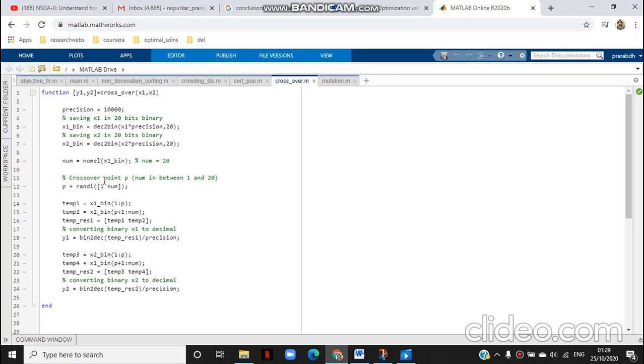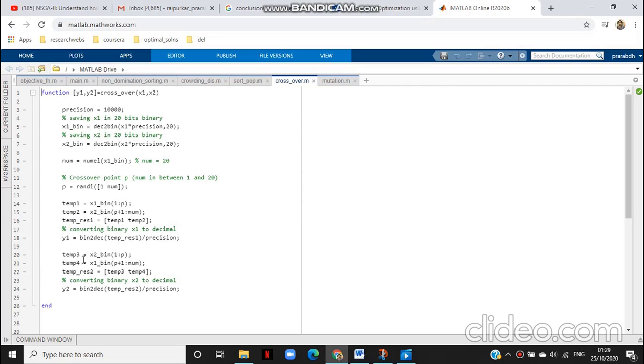Here I have taken 20, and what we do is we generate a random number in between the length of that binary number, and say suppose we say 1 to 20, then the random number is 7. So we will partition that binary number from 1 to 7, and then 8 to 20. We do that for another number x2. Then we take the first part of x1 and the second part of x2 and merge them, and then we generate a new number.